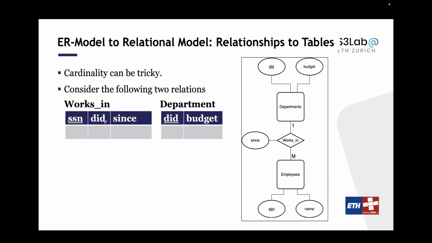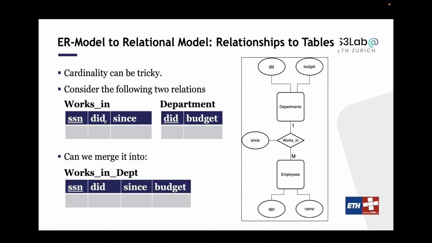For example, in this case, you have works in, and you have department. Can you actually merge them to form something that looks like this? Clearly, it's not a really good design, because it introduces a whole bunch of redundancy. But if you think about why, now we have the language. Let's go back to the example and use our language to talk about why. In this ER diagram, you have this functional dependency from employee to department.